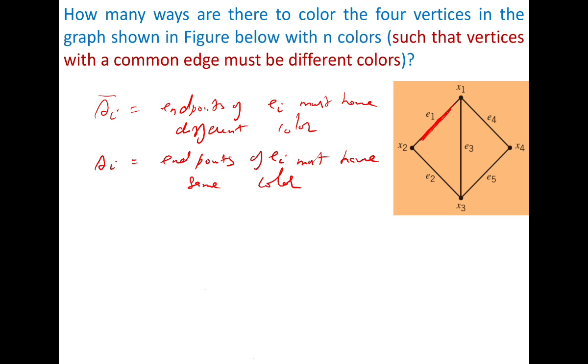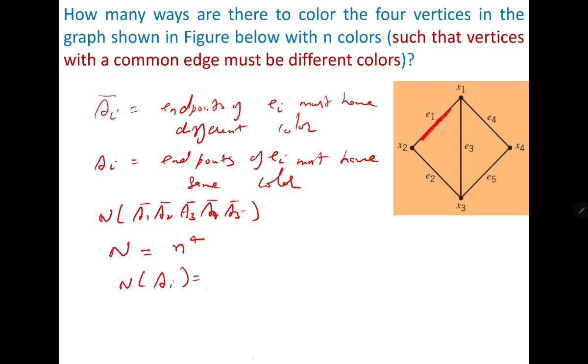Clear? So now there are 5 edges. It means I have to compute n of a1 bar, a2 bar, a3 bar, a4 bar and a5 bar. Now I start with n. So n means the number of ways to color 4 vertices with n colors. So 4 vertices are there, each one has n choices, so n raised to the power 4. Now let's start computing n of AI.